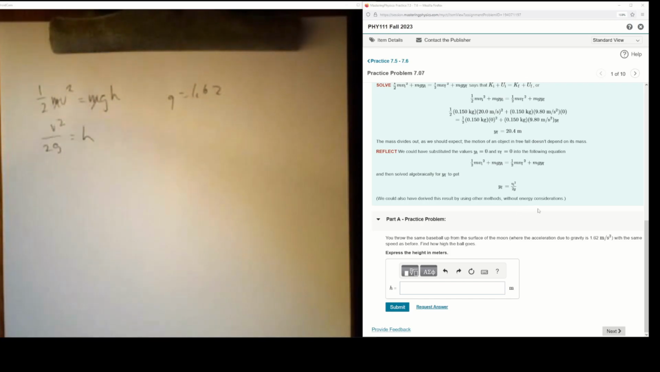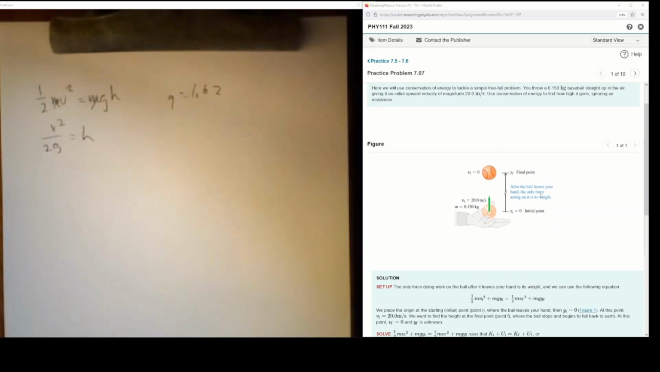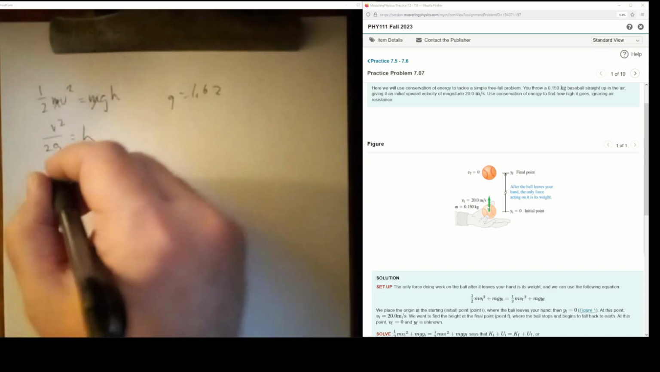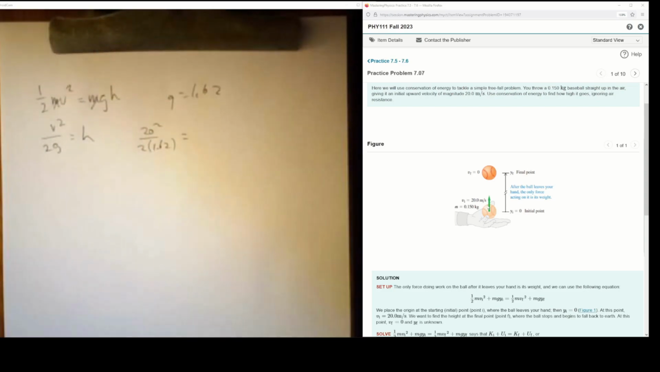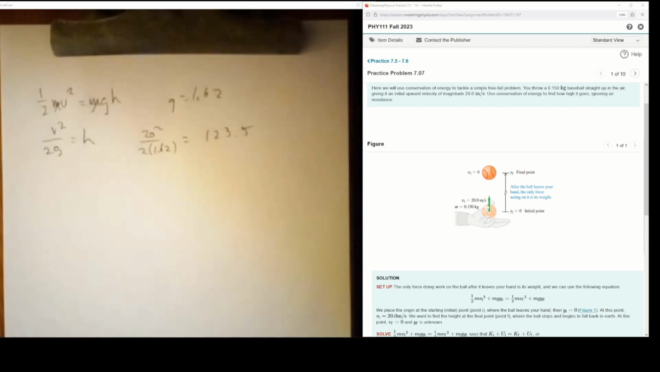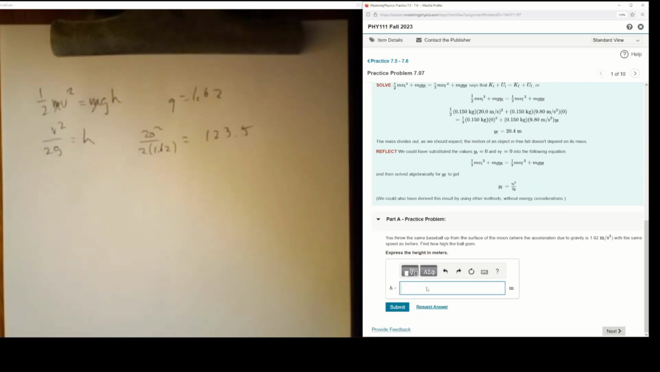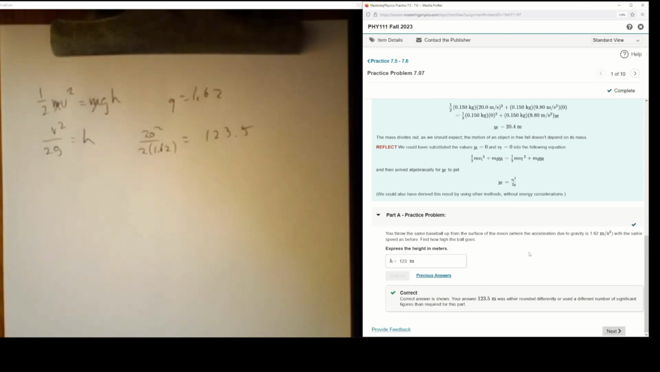And somewhere it tells us the initial velocity here. And in the picture it does 20 meters per second. And that's what I'd punch in the calculator. At 123.5. That's question 1.